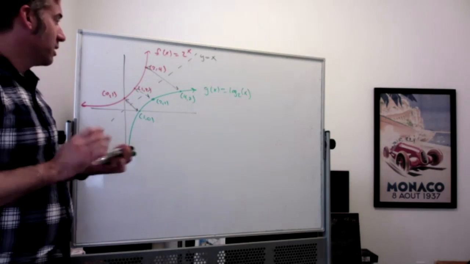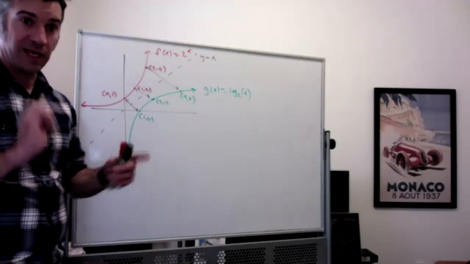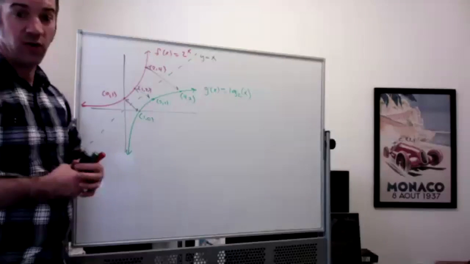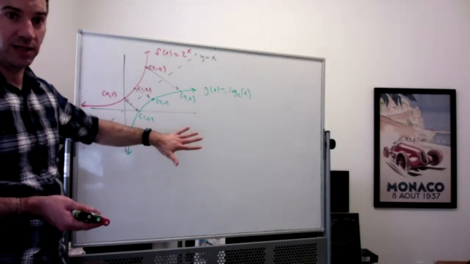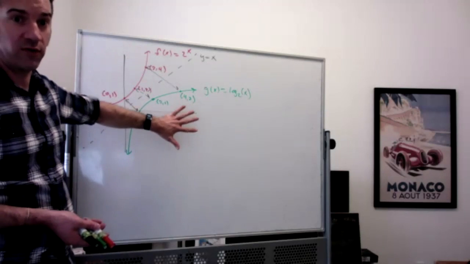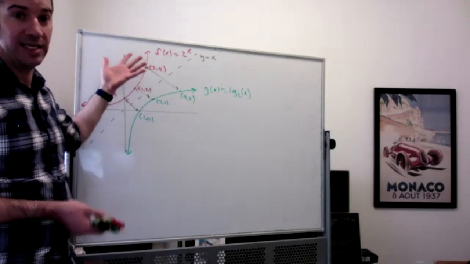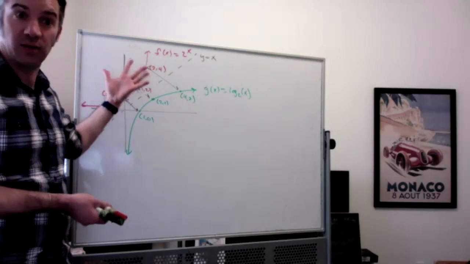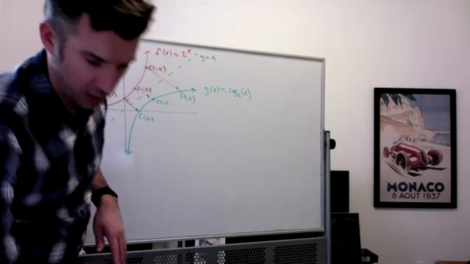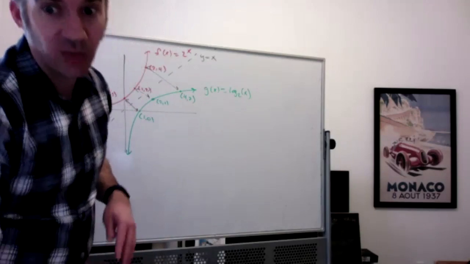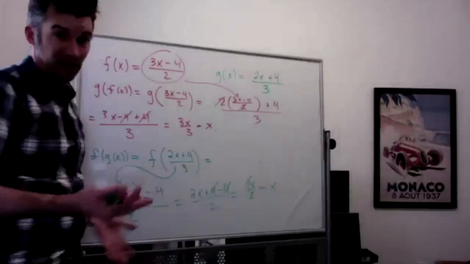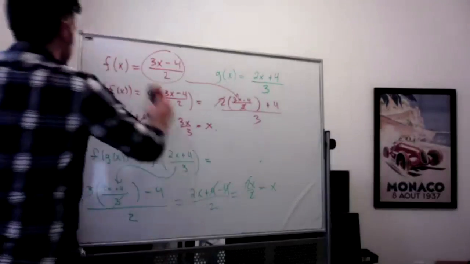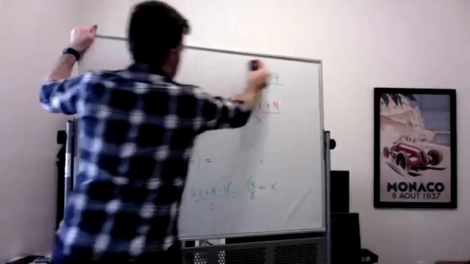So inverse functions undo each other. They interchange the role of x and y. And graphically, they're reflections of each other across the line y equals x, which makes sense because if you reflect across the line y equals x, that is literally interchanging the values of x and y. Okay, so how do we find an inverse function? Well, we start off by interchanging x and y because that's what's happening. You're interchanging x and y.